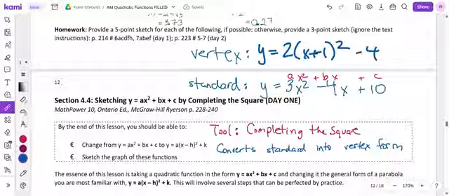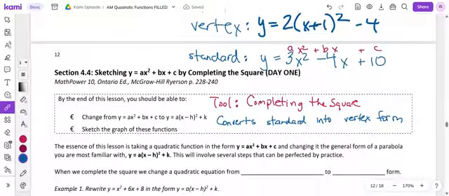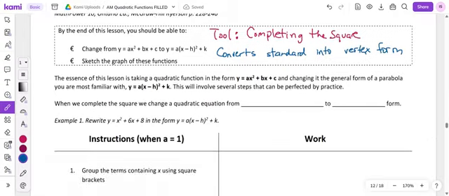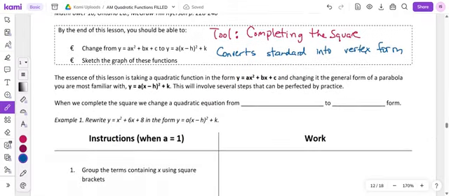So there really isn't a name to that tool. It's just expand and collect like terms, right? So even now, you can go from vertex to standard. You have the tools to do it. But going from standard to vertex requires a new tool called completing the square. Now, I have it written out for you. I have the steps written out. So that's helpful, okay?